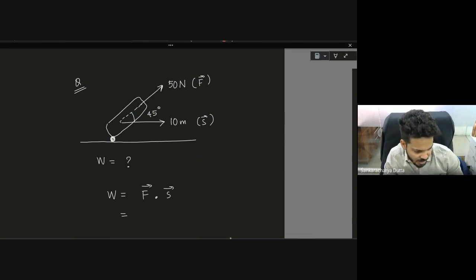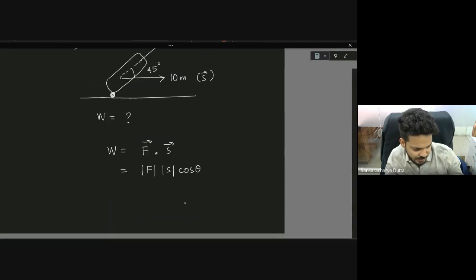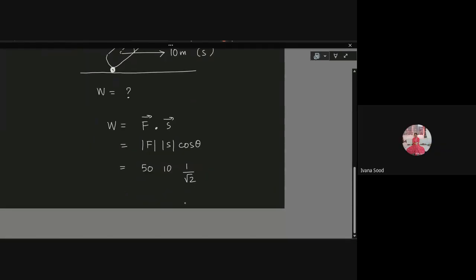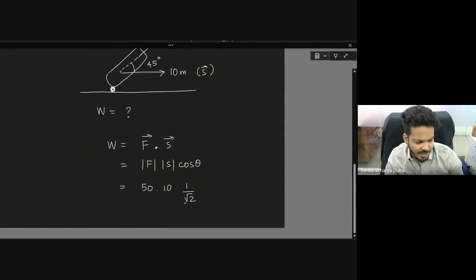Now how do you do the dot product? The magnitude of force, the magnitude of displacement, and cos of theta, the angle between them. So I plug in the value of force, which is 50, multiplied by, I tend not to use the X sign because in physics it means a different sort of multiplication, 50 into 10, and cos 45 is 1 by √2. Can we use a dot instead of the multiplication sign? You can. I would prefer to use the dot sign.